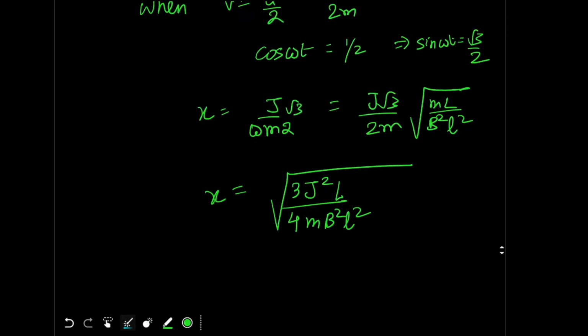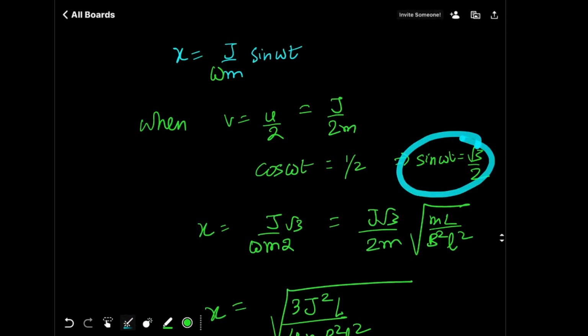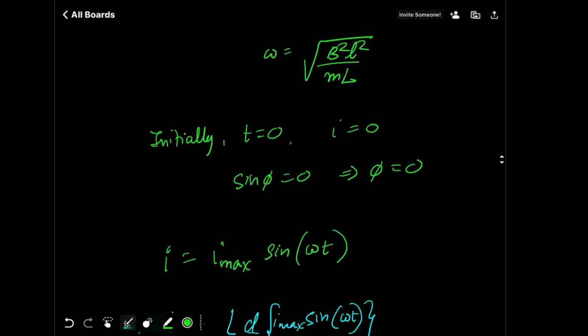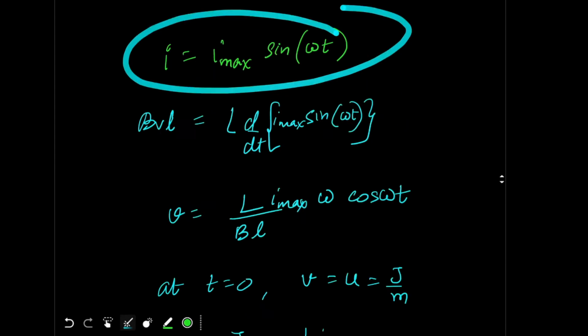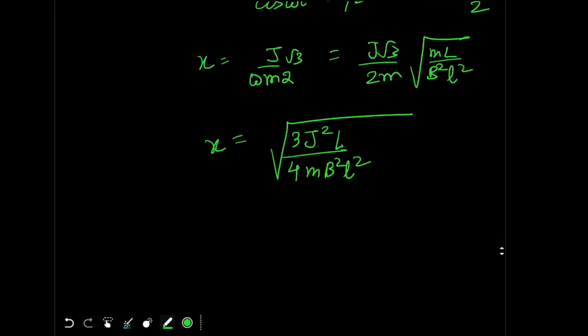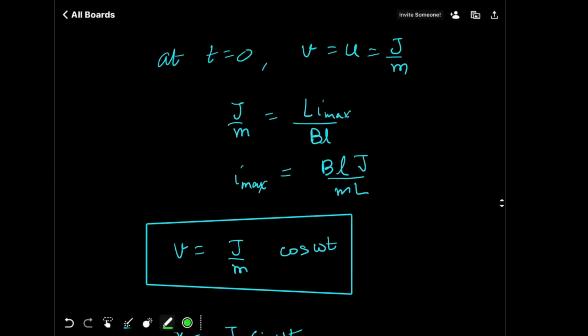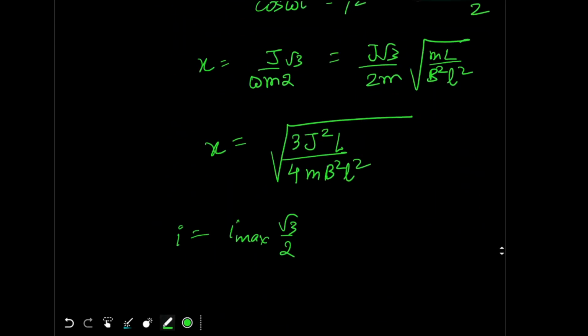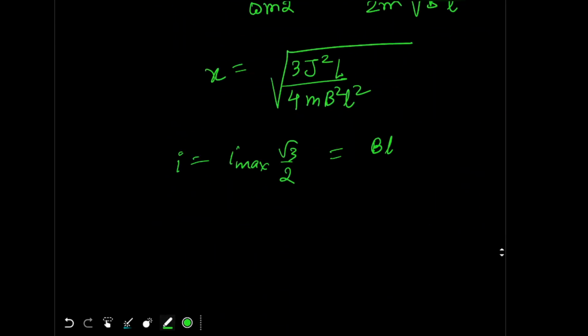So when velocity is half, sin omega t is equal to root 3 by 2. And this is my current equation, I max sin omega t. So the current will be I max into root 3 by 2. And what is I max equal to? I max is equal to BLJ by ML. So BLJ by ML root 3 by 2. This is the max current at that moment.